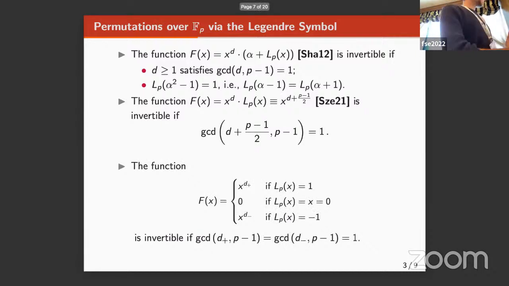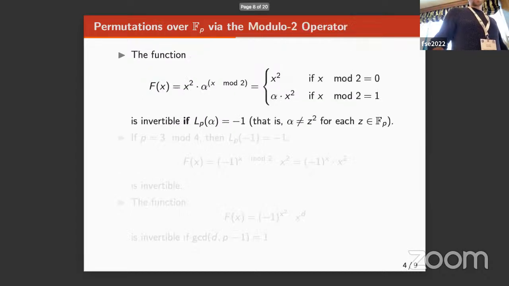Another example of an invertible function based on the Legendre symbol is this power map, where the exponent depends on the Legendre symbol of the input. So you can find other invertible functions based on the Legendre symbol in the paper. Let's just have a look at some functions based on the modulo 2 operator.